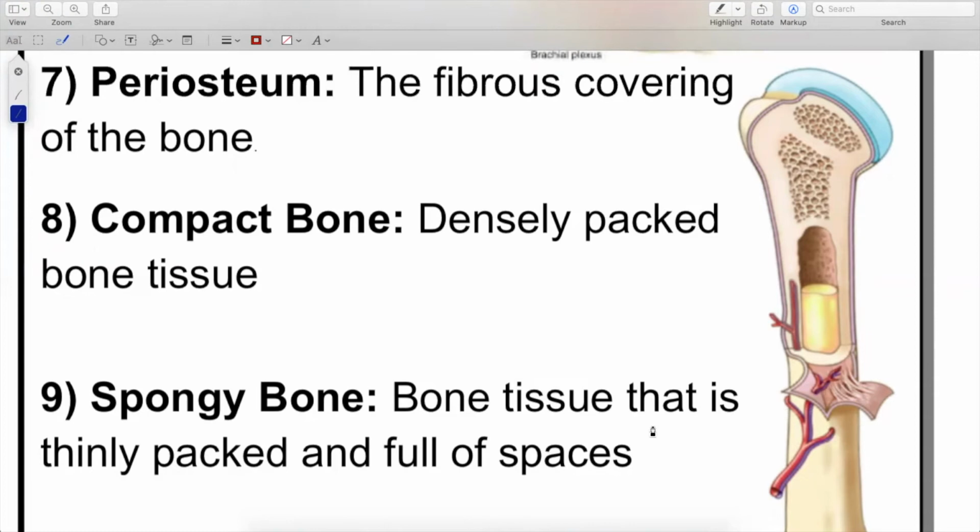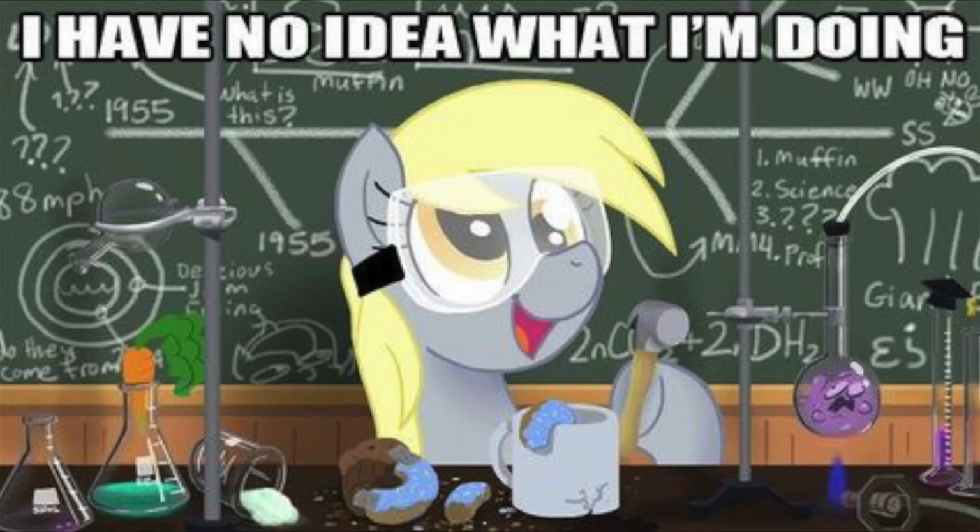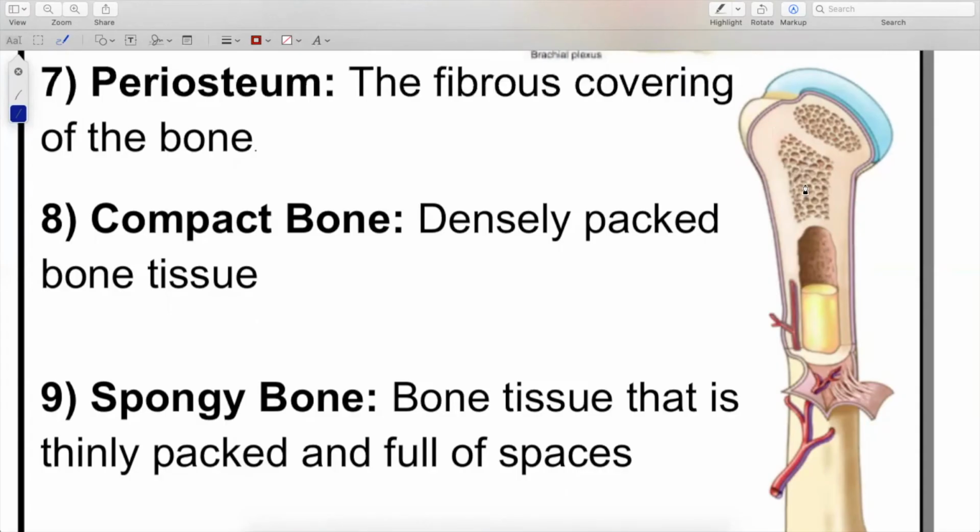Compact bone, densely packed bone tissue. Guys, we're actually going to have different kinds of bone material, 2 different kinds actually. If you look here where it looks like solid bone, that's called compact bone. And then number 9, spongy bone, you can see right here, it actually looks like a sponge. Guys, scientists are not clever when they try to name things. Remember, they have to remember these words too. They want to make it easy for themselves as well. So compact bone is just more compressed, compact. And spongy bone looks like a sponge. Tissue that is thinly packed and full of spaces.